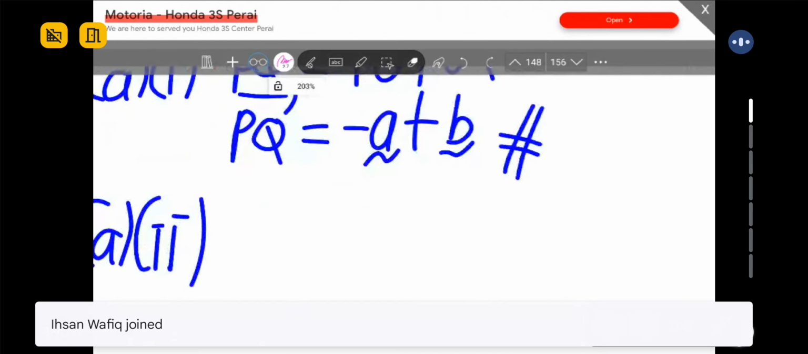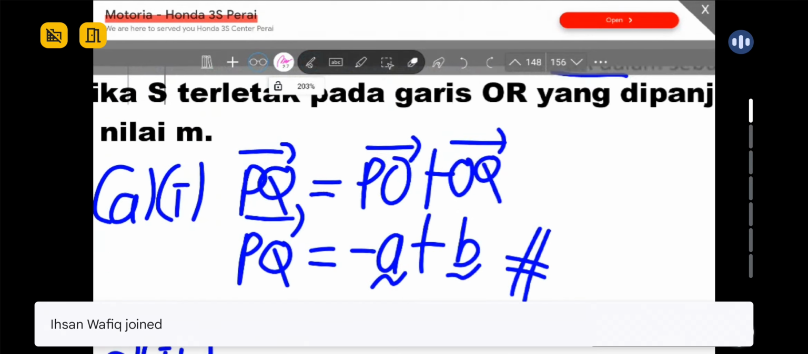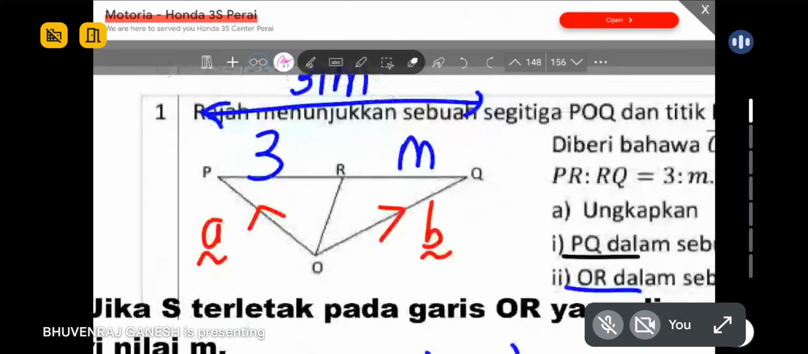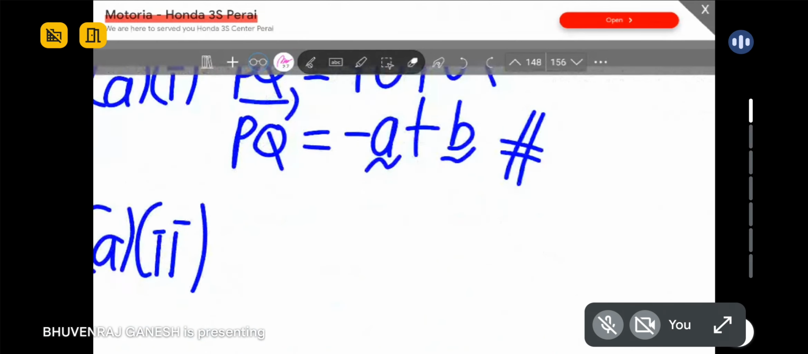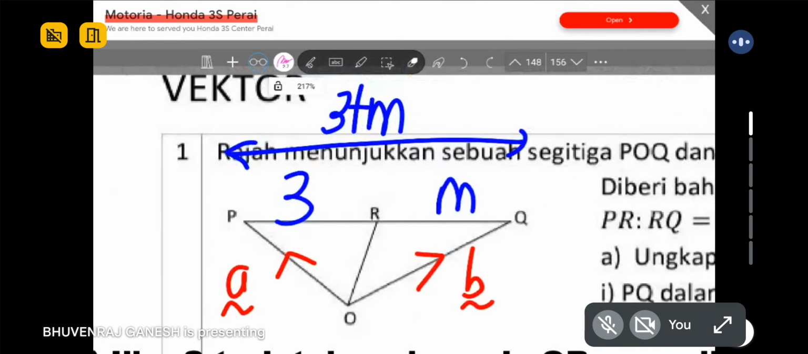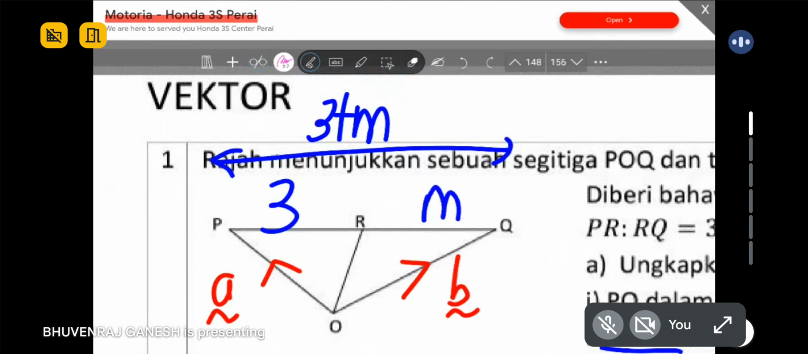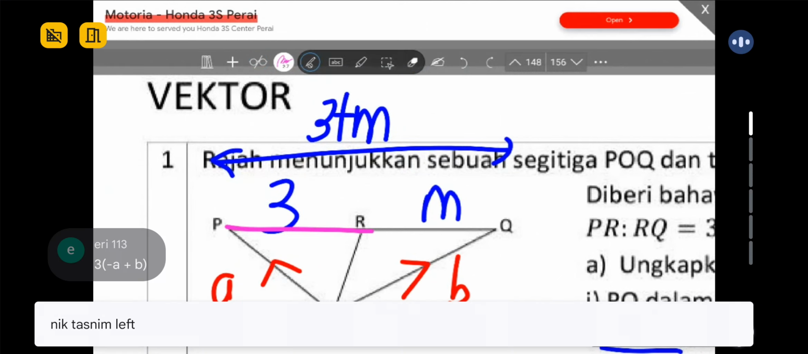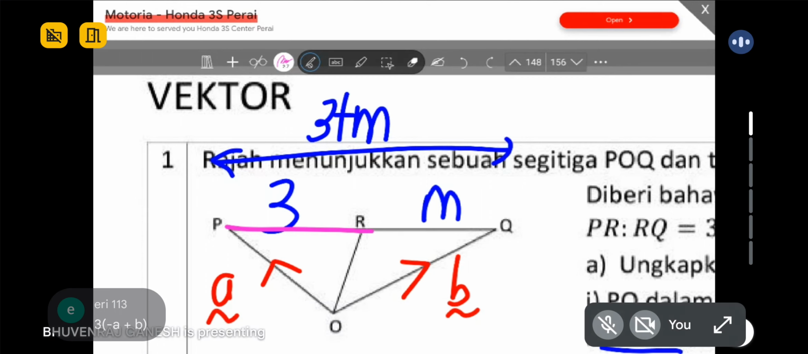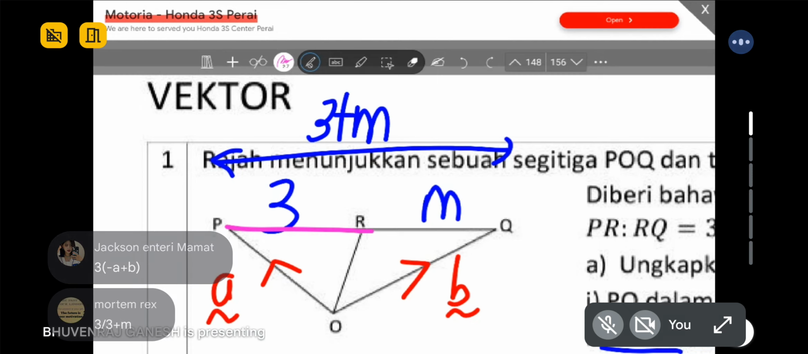So how do you guys actually find the ratio? Very simple. First step, you have PQ already, right, guys? PQ equals negative A plus B. So if I ask you, PR is equal to what? Can you all type out for me, guys? The ratio. Now I want to know the vector for PR. You guys learned this concept in vector. Okay, 3 times negative A plus B. Yes, very good.